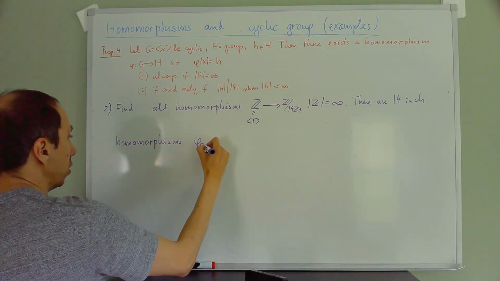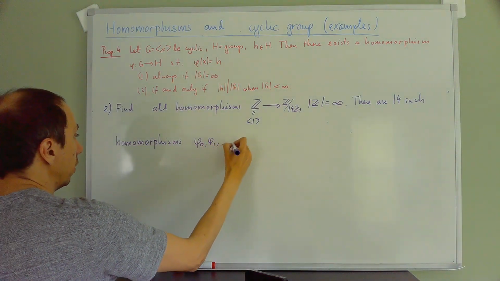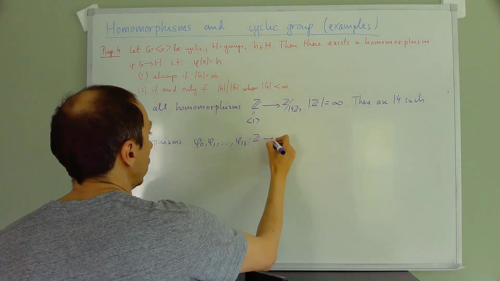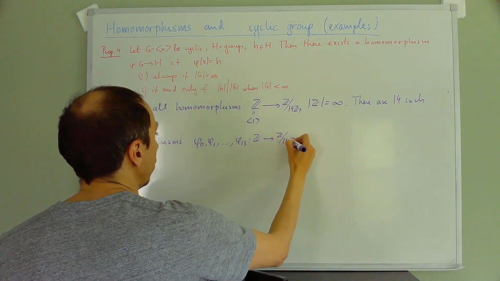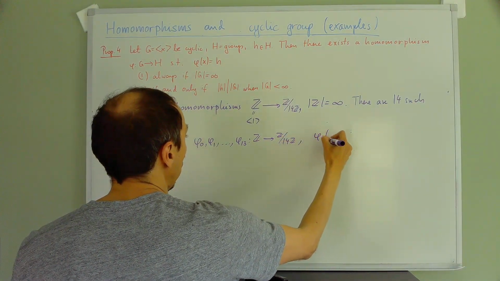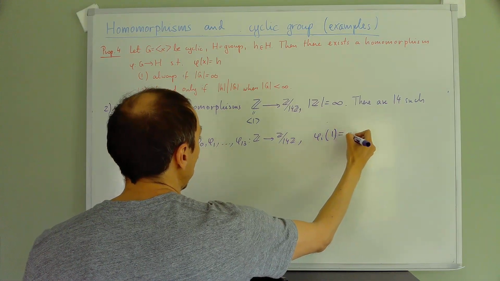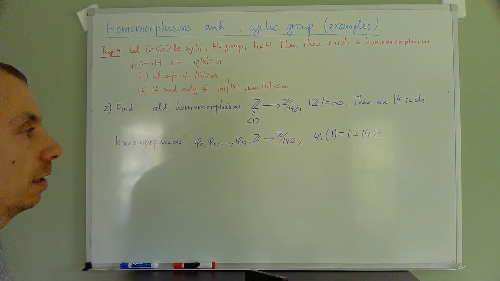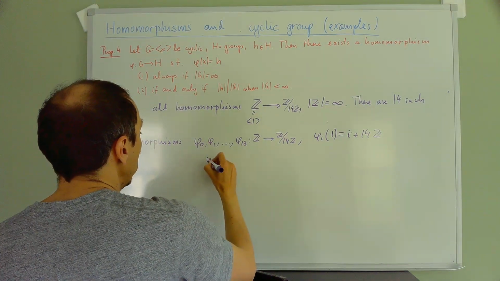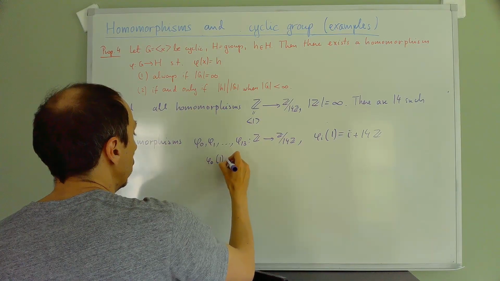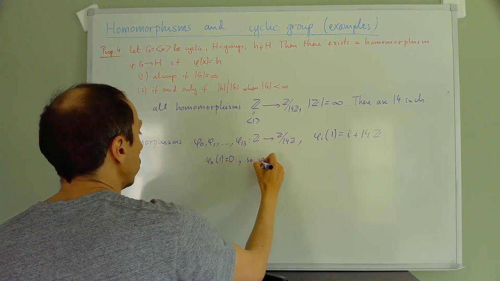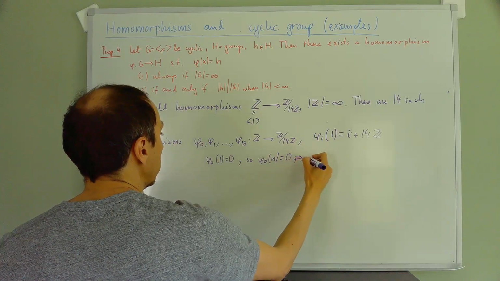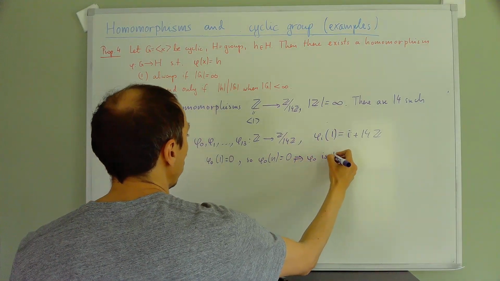I'm going to note them phi 0, phi 1 all the way through phi 13, from Z to Z mod 14Z. And then phi i of 1 is going to be i plus 14Z. All right, so again, what's phi 0? Phi 0 sends 1 to 0, so phi 0 sends everything to 0, which implies that phi 0 is the 0 homomorphism.